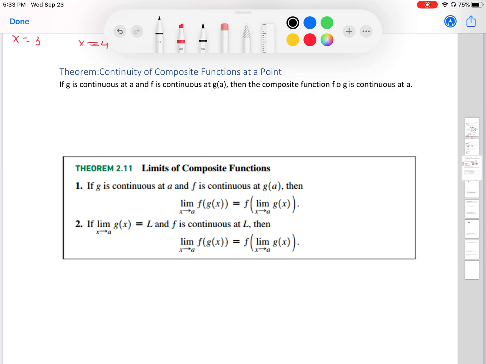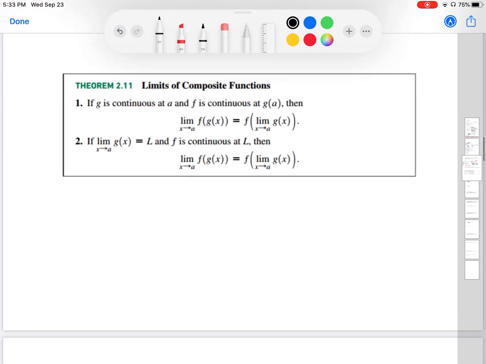Theorem: continuity of composite functions at a point. If g is continuous at a point a and f is continuous at g of a, then the composite function f composed with g is continuous at a. So here we see our theorem 2.1. We see that if g is continuous and f is continuous at that value, then I can hold that continuity for that function within.